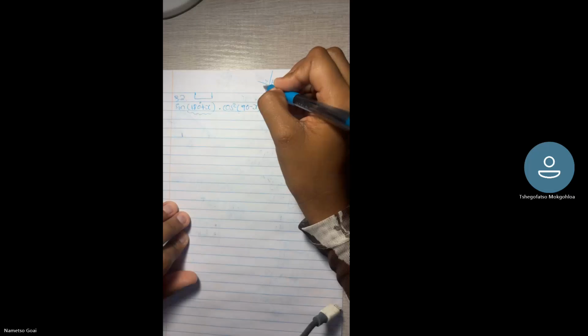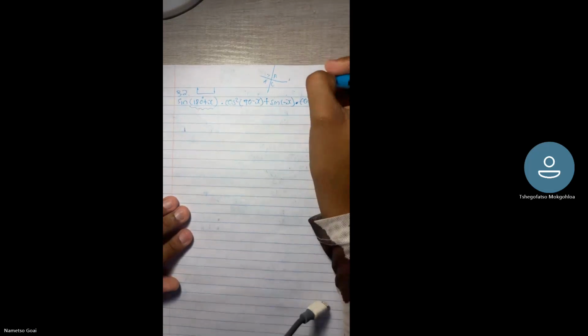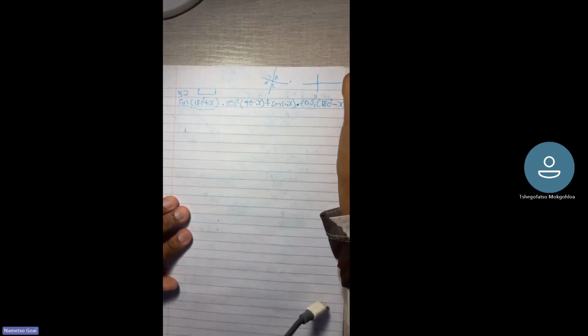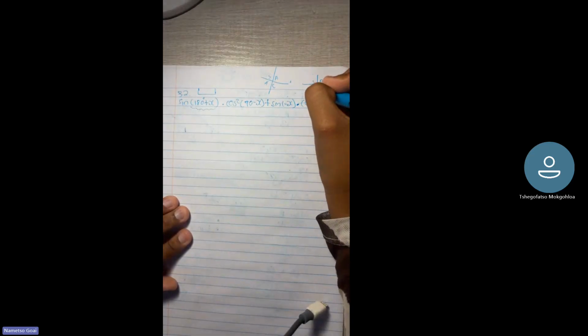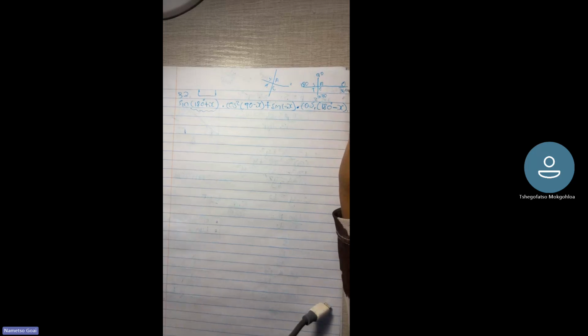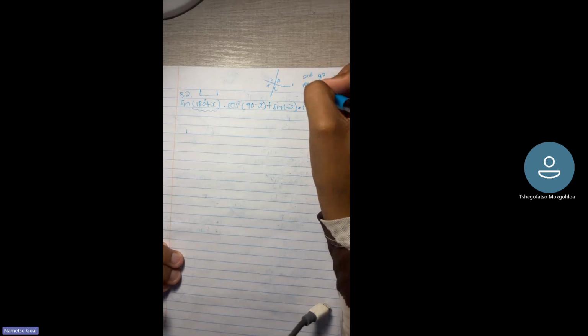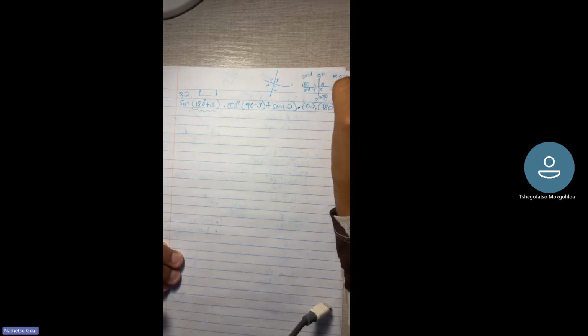Remember our CAST diagram? Let me properly draw it like this. We said that this is our CAST diagram. This is 0 degrees. This is 90. So this is 180. This is 270, and this is 360. This is the first quadrant. This is the second quadrant, third, and the fourth.